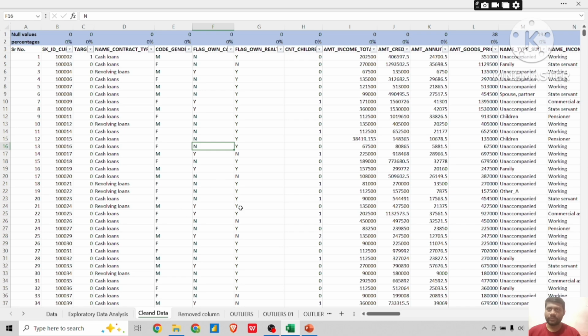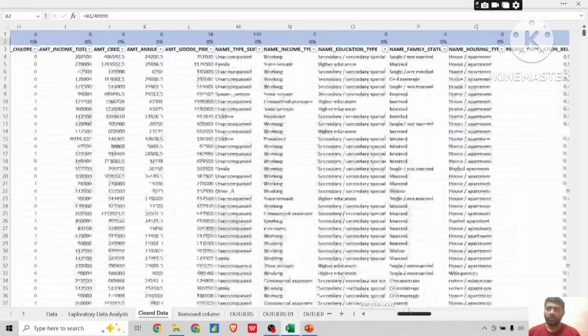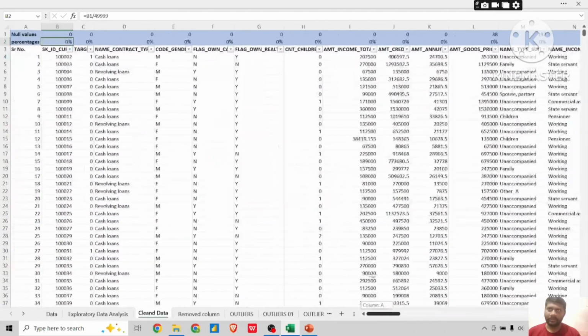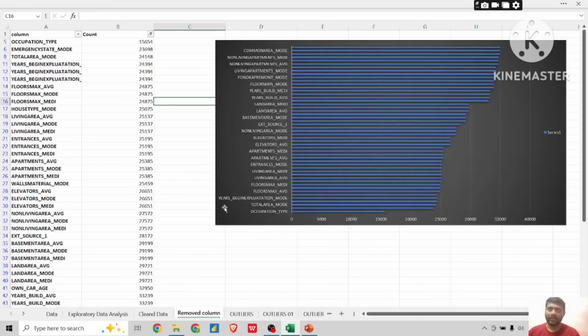My first task was to identify null values and handle missing data. For this, I used the COUNTBLANK function to count the total number of blank rows in each column. After that, I found the percentage of null values in each column using a formula: total number of blank rows upon total row count. Then I removed all the columns having null values of more than 33%. For columns having less than 33% null values, I used mean, median, or mode for the missing values.